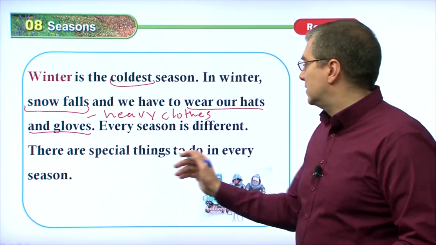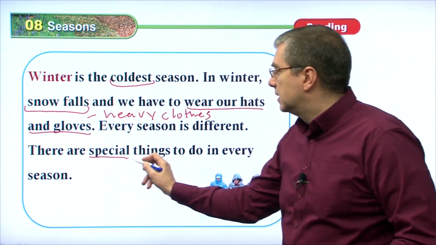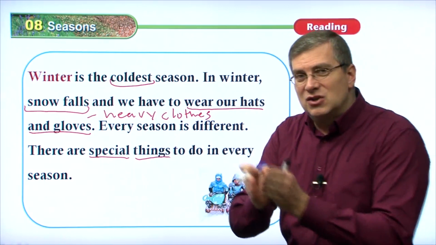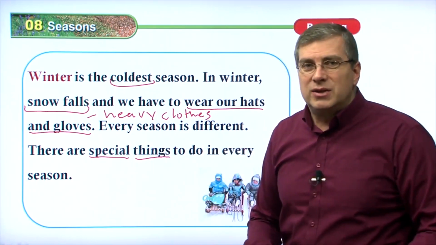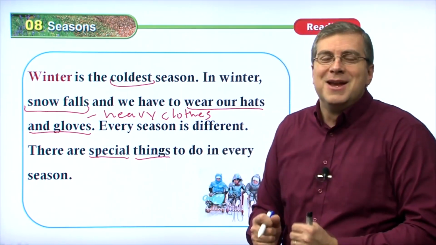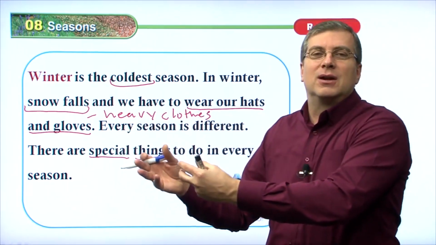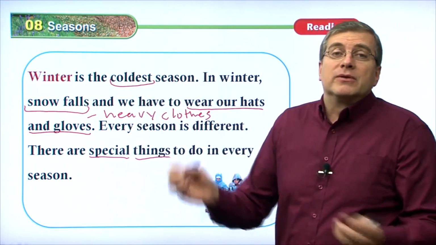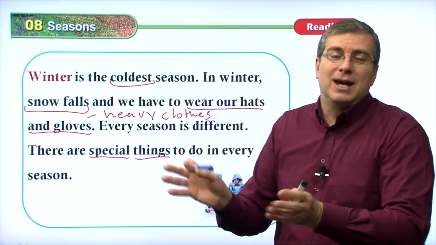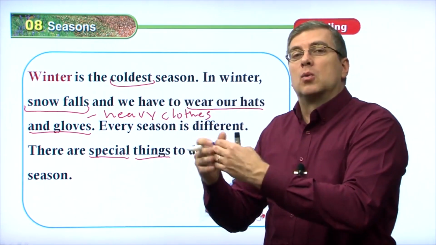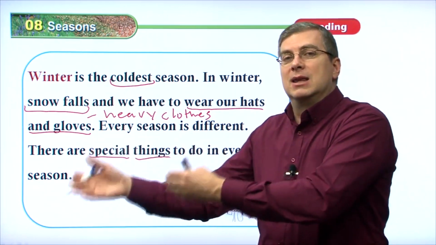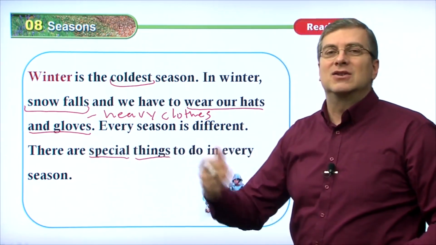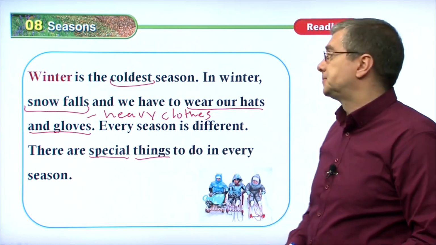Okay, so every season, there are special things to do in every season. These things, you have to do them in each season. Don't go swimming in the winter. That's too cold, right? You can't go out to your apple tree and pick apples in the spring. There are no apples. There's just flowers on that tree, right? The apples have to ripen and become ready in the fall. Okay, so special things to do in every season. Each season has different things to do.